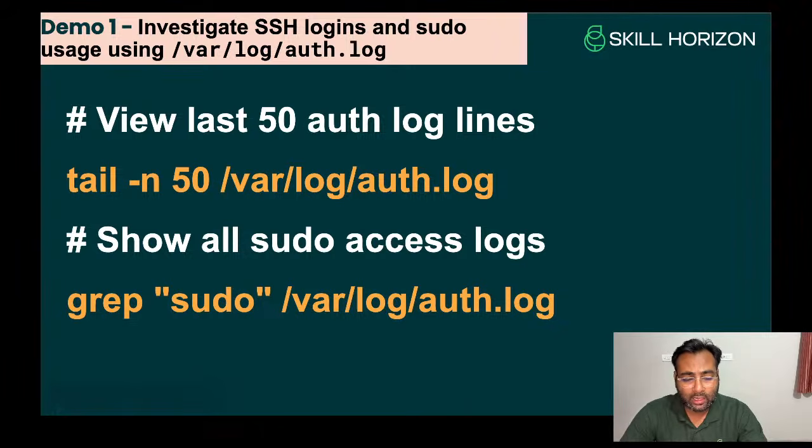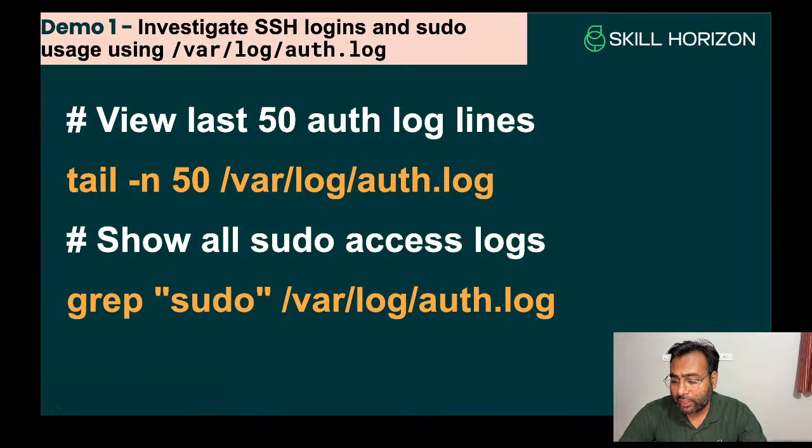So you have to analyze the SSH logins, like by whom the logins were created, or by whom the commands were run. Okay, so how can you do that? We can check this particular log file, /var/log/auth.log. In this file, if you want to check the last 50 lines, the last 50 logs, then you can use the command tail.